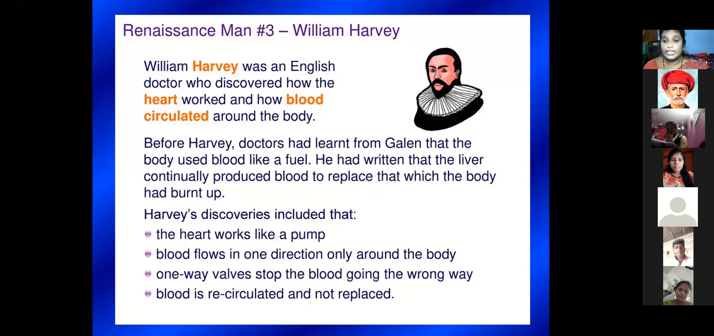Okay. Next, before Harvey, doctors learned from Galen. Galen was also one of the great scientists, and he also worked on blood anatomy. He said the body used blood like a fuel. We know a machine needs fuel; without fuel, the machine does not work. In the same way, in living organisms blood is like fuel. Without blood, the internal organs in our body do not work.